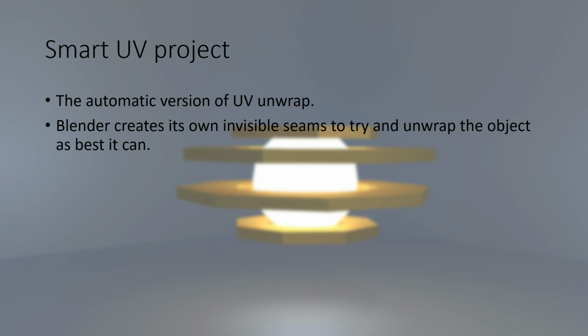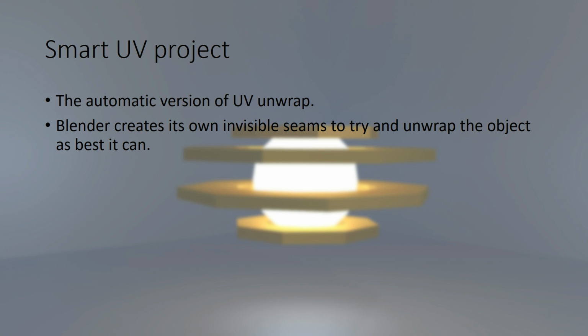In this lecture, we're going to be looking at Smart UV Projection. This is the automatic version of UV unwrapping. Basically, how Smart UV Project works is that it can create invisible seams to try and unwrap your objects as best as Blender possibly can.